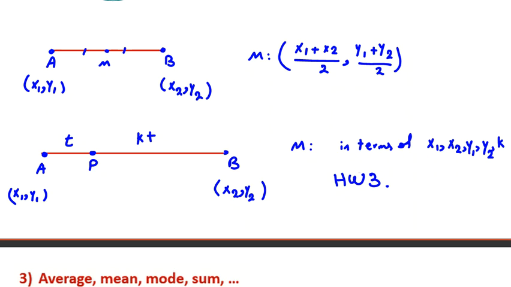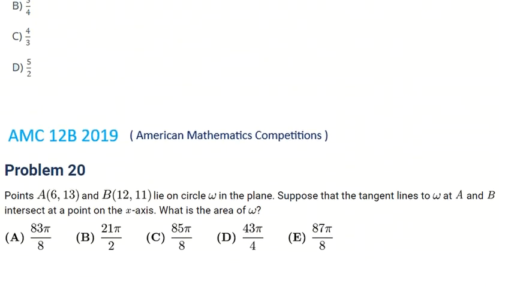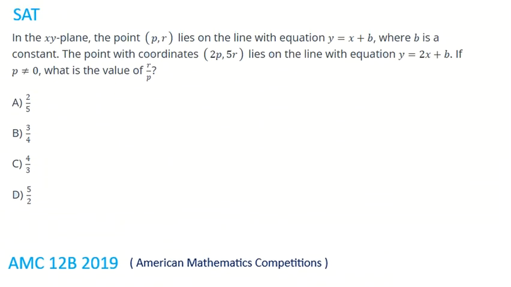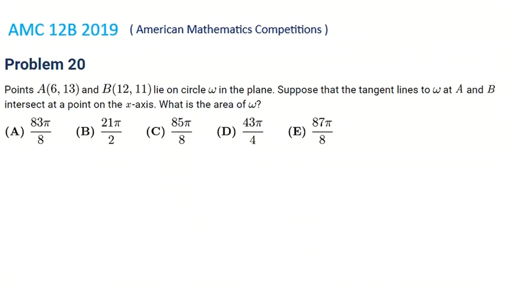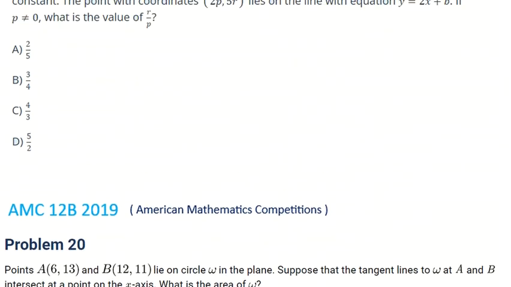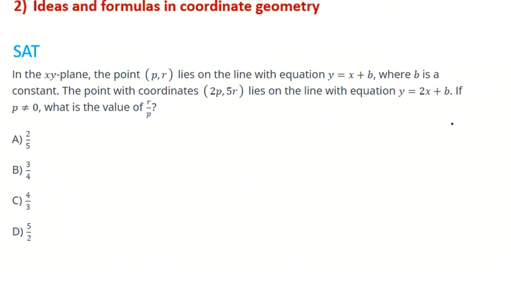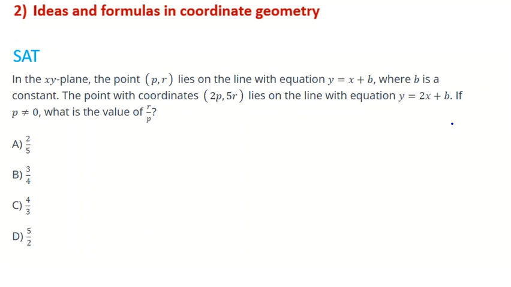I told you some important ideas, and now we can focus on solving this problem of SAT, which is easy, and then also this problem of AMC 12B 2019. It says: in the xy plane, point (P, R) lies on the line with equation this. Because this point lies on these lines, it satisfies this equation. So y is R, and x is P. We can write R equal to P plus P. Okay, we've considered this.